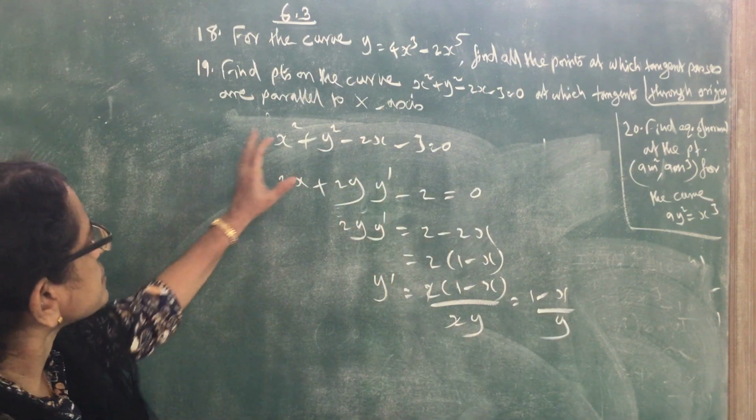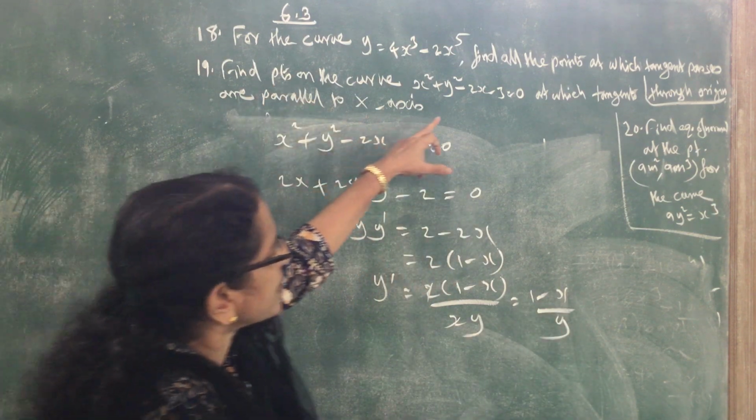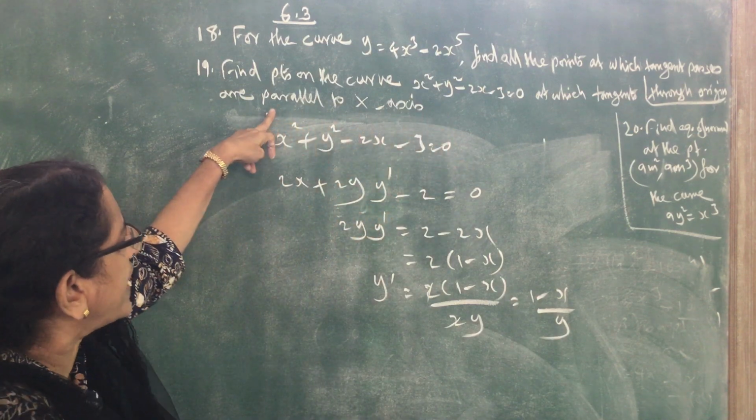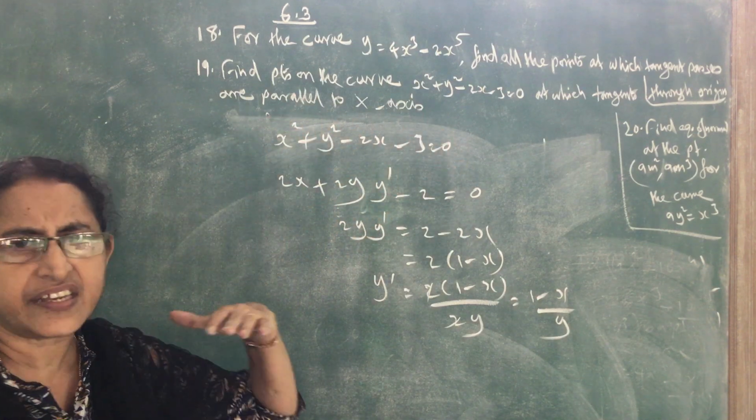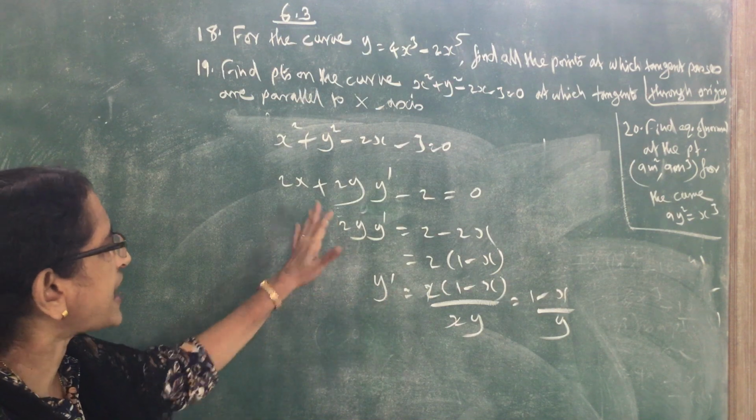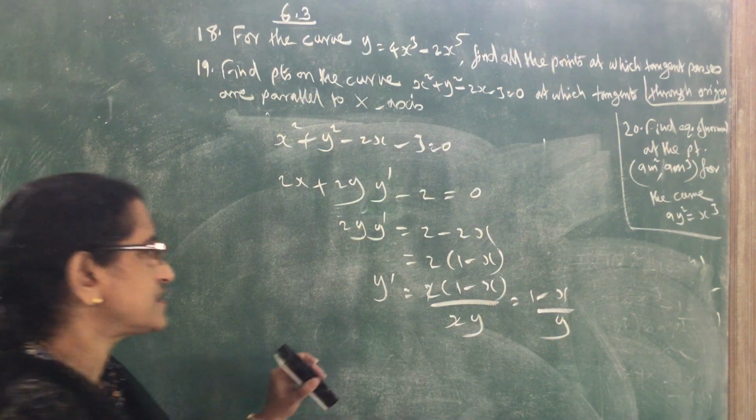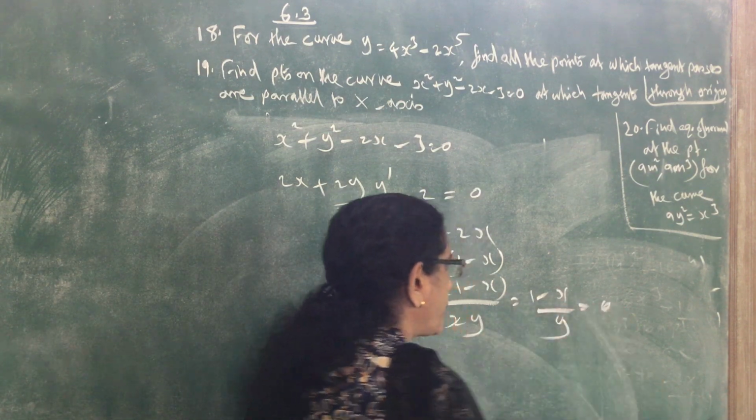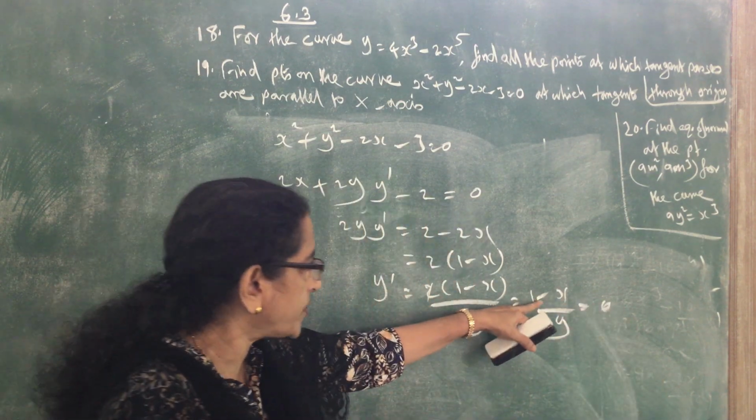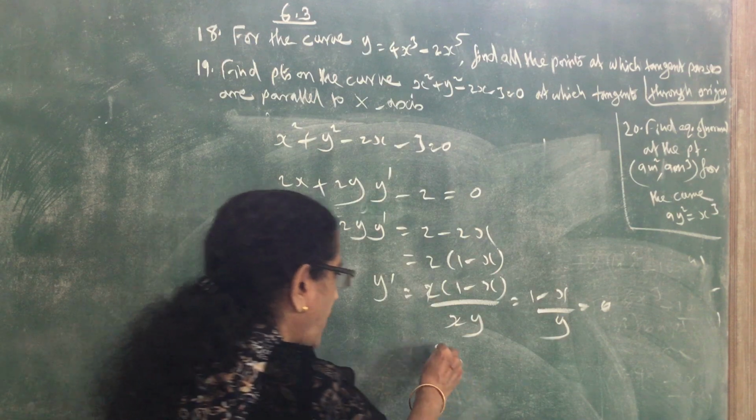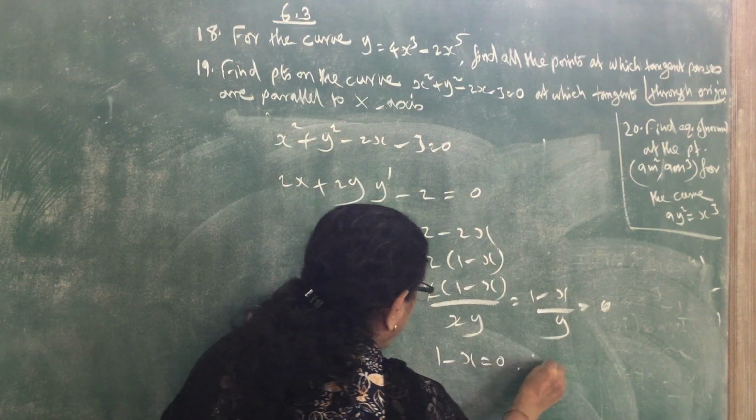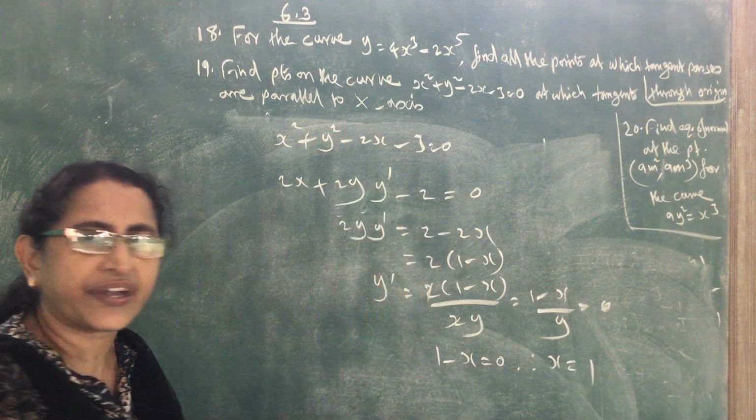And we know, find the points on the curve at which the tangent is parallel to x-axis. So tangent is parallel to x-axis means slope of the tangent equal to 0. So since the tangent is parallel to x-axis, dy by dx equal to 0. This is equal to 0 means numerator equal to 0. That means 1 minus x equal to 0, therefore x equal to 1. So we got x coordinate 1.